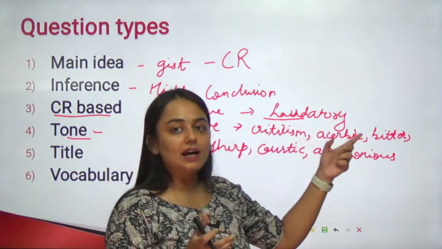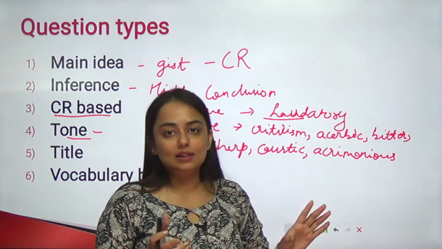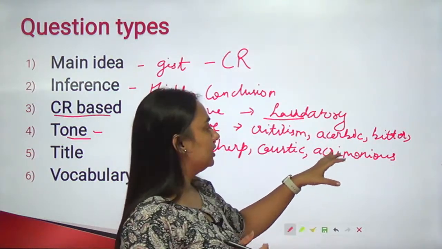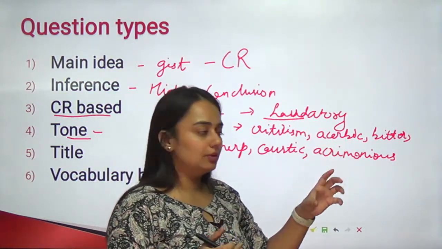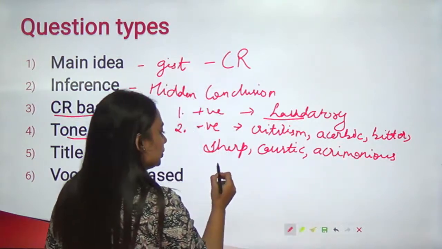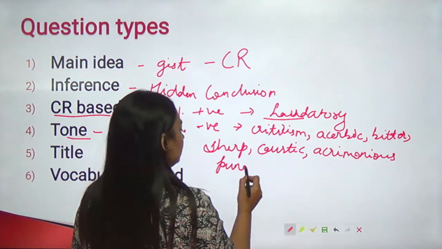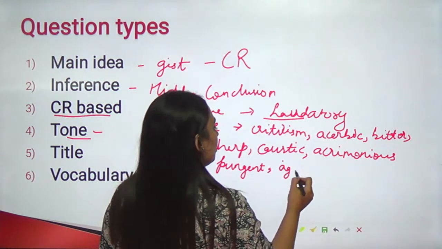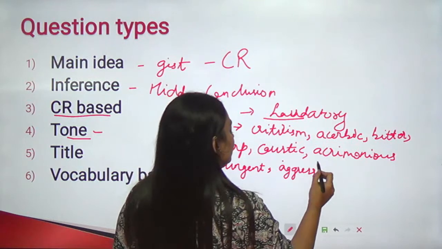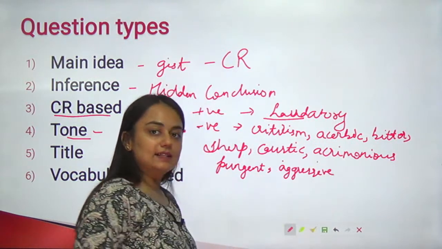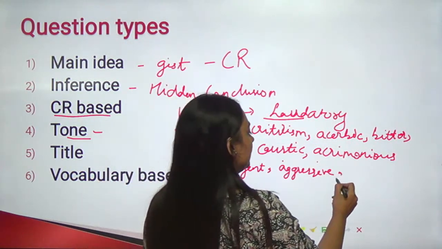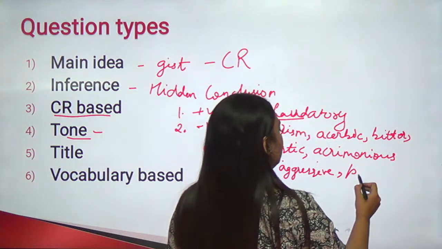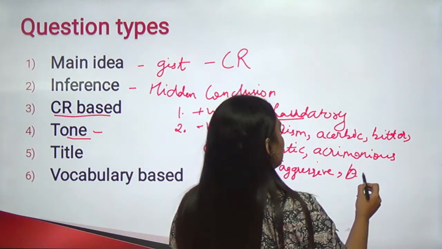All of these stand for negative tones or criticizing tones. Acrimonious, acerbic, they are the same, bitter. Okay, I said pungent, so it can be pungent also. Pungent tone. Aggressive tone. If you think he is severely criticizing something, then it can be aggressive. It can be, let's say, belligerent.